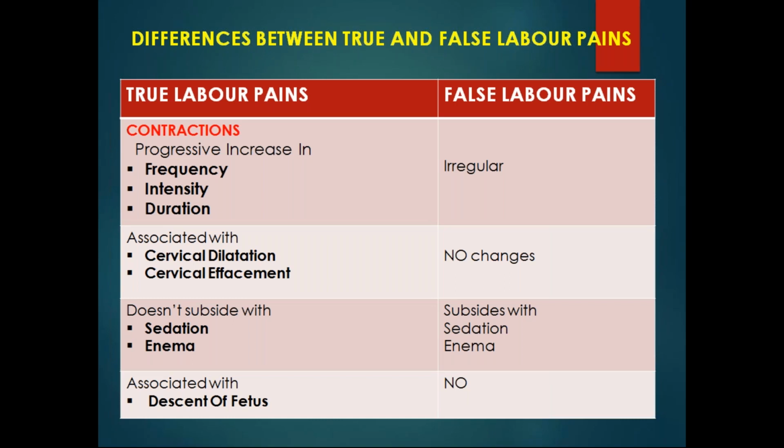And most importantly, whenever there is true labor pain, you will find progressive descent of the fetus. It will be coming further and further down. Whereas in false labor pains, there will be no change in the position of the fetus. It will be lying where it is, that's all. No effect on the baby. It's just here and there, irregular contractions without any change in the cervix or the fetal descent.